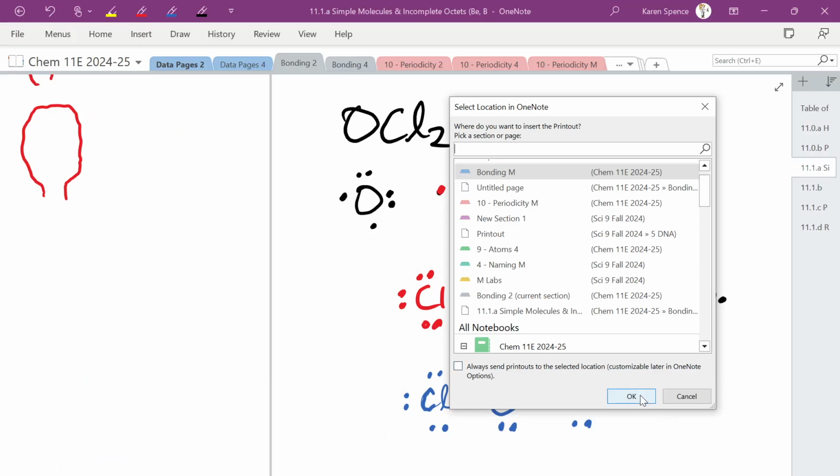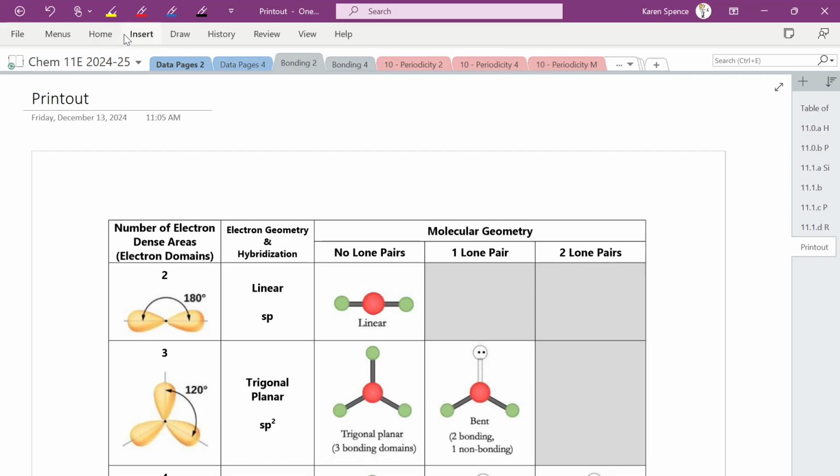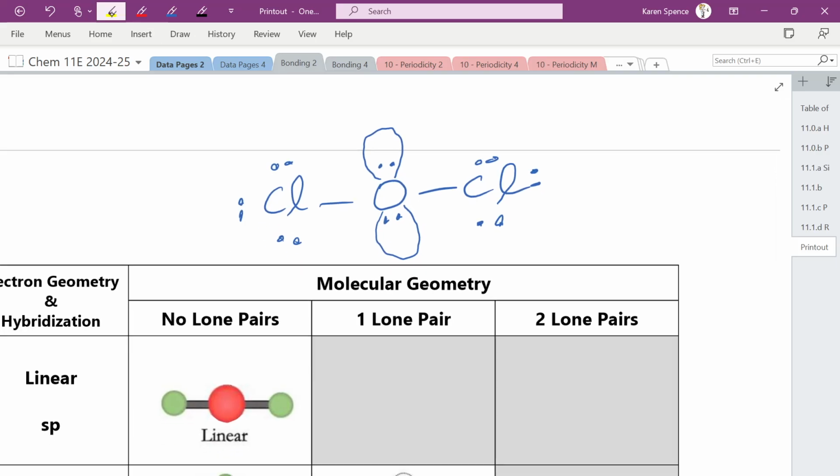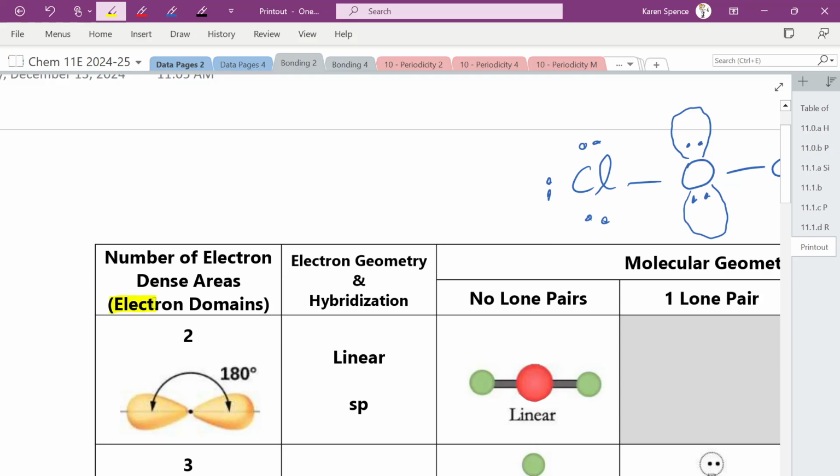Okay. So we had O, Cl, Cl, and remember, these lone pairs, although they don't look like much in this Lewis dot structure, you could draw them like this, yes? How many electron domains are there around the oxygen atom?